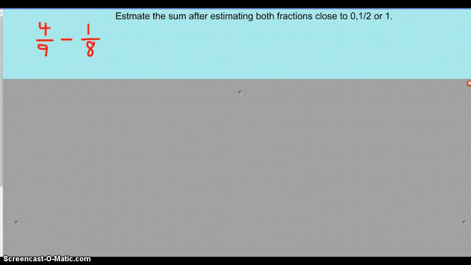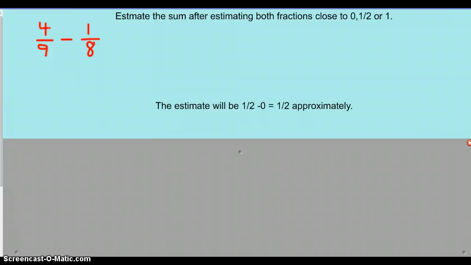Try this one. Write this in your math journal. Pause it now. Then check. I would say this, since 4/8 is a half, I'd say half minus, and that's really close to 0/8, so 0. The estimate will be 1/2 minus 0, so it's 1/2 approximately.